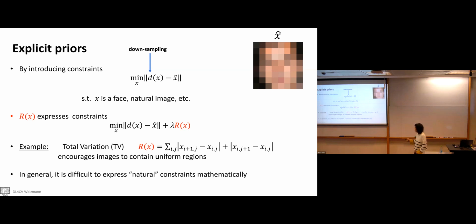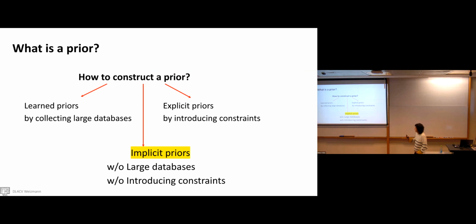Because you cannot naturally express that I want to have a face or I want to have a natural image in a mathematical formulation. So over the decades, it was shown that learned priors are much better than the explicit prior, due to the limitation of the explicit prior. Okay? But today we are going to speak about a work that did something else. It didn't use learned priors, it didn't use explicit prior, it used something which is called implicit prior.